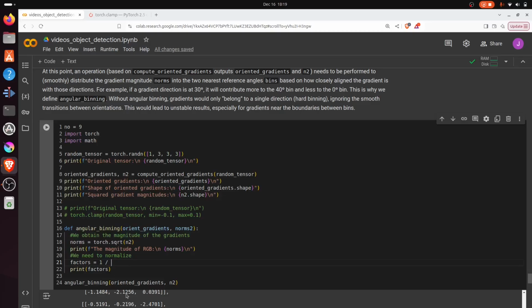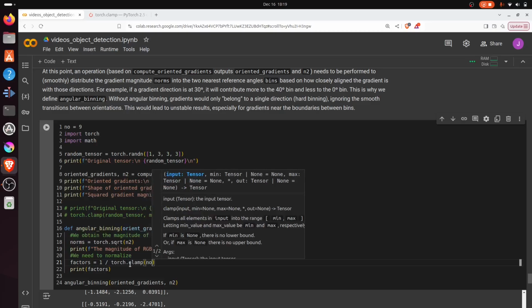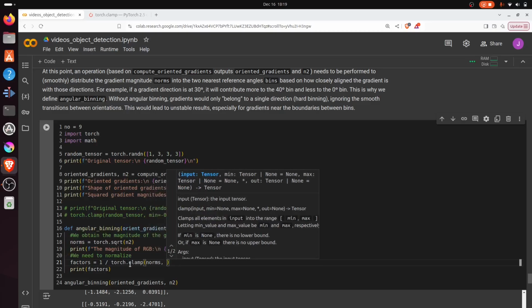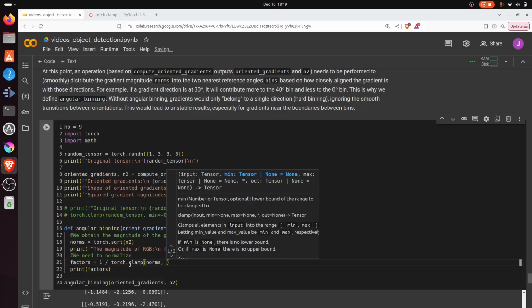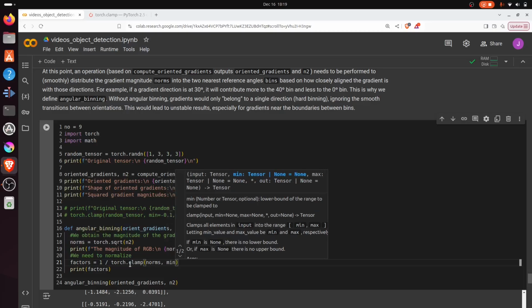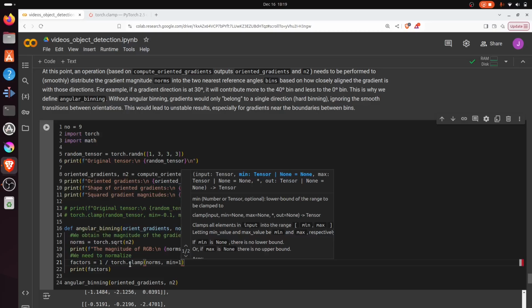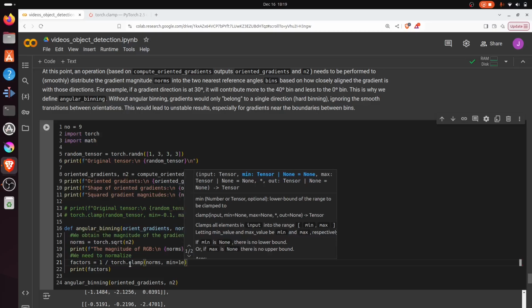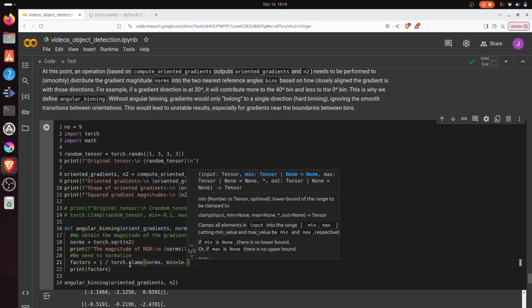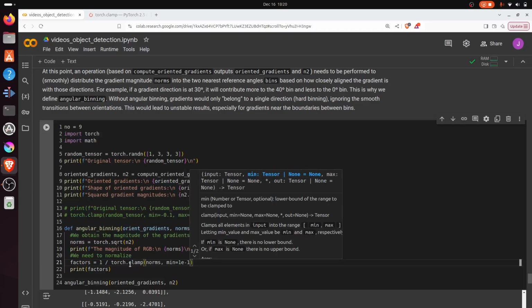So let's do that. So 1 over torch.clamp, and we are going to input the norms. That's our input tensor for clamp. And on this occasion, we only care about not having zeros, right? So we can just set the minimum. No upper boundary here. So for instance, let's just set it to a very low, non-zero value. For example, 1 times 10 to the minus 15.